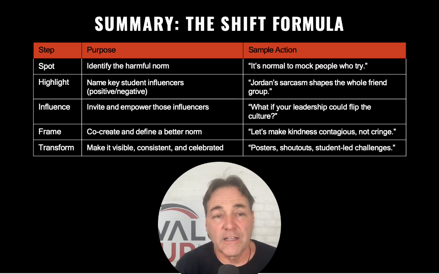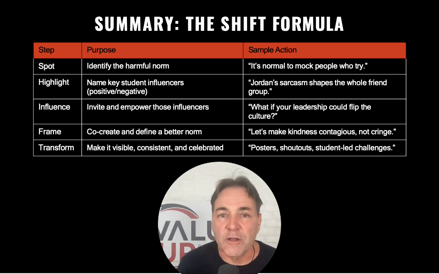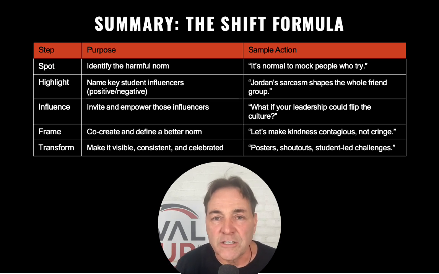So mainly, let's just go ahead and summarize the shift formula. We want to spot the negative norms. Again, not to be punitive, but we want to know what they are. And then to highlight, match a kid, right? If it's being driven by a group of kids, you want to know what kids are driving that. And again, not to be punitive, but we want to recruit them. We want to help them help us change it, right? So the influence, you want to influence them. That's why it's so important to have those students matched up with a teacher, and that connection piece that we talked about in phase 2, so we can have a positive influence on those kids and maybe recruit them to change it.